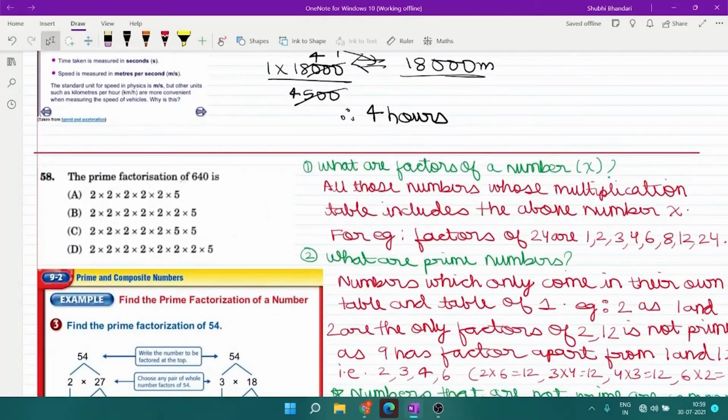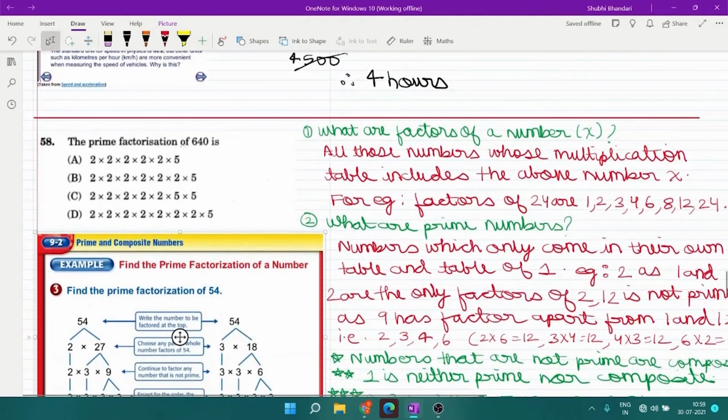Now let's move on to the 58th question. The prime factorization of 640 is. Now here they have asked us a prime factorization. Now what are factors of a number? Those are all those numbers whose multiplication table includes the number. So for example, factors of 24 are 1, because 1 into 24 is 24, 2 because 2 into 12 is 24, 3 because 3 into 8 is 24, and similarly 4, 6, 8, 12, 24, because 24 comes in everyone's table.